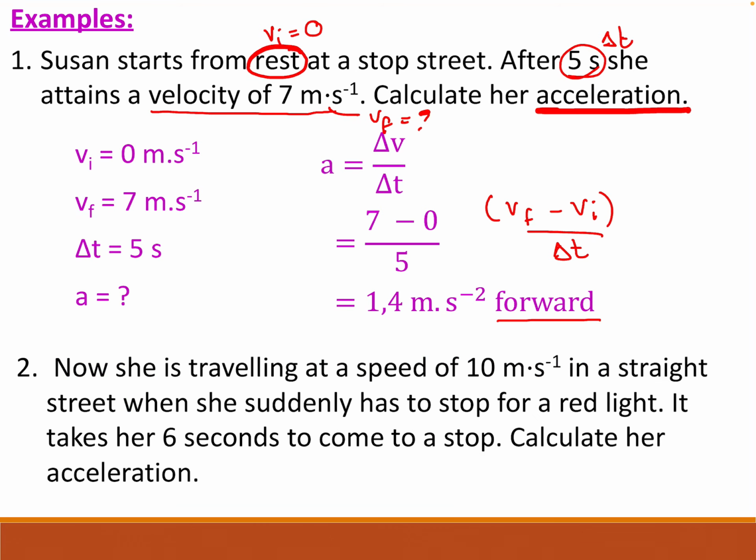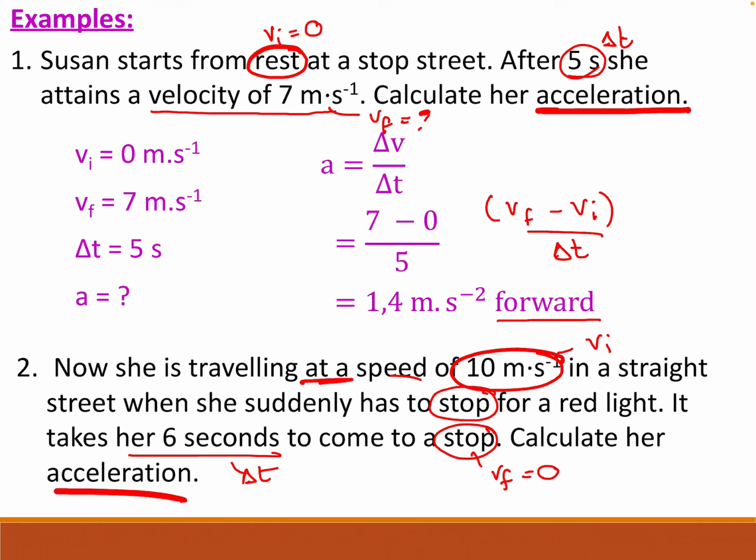Same, Susan is now traveling, we don't tell you how, it doesn't really matter, at a speed of 10. So that's my initial velocity for this question. When she suddenly has to stop, it takes her 6 seconds, so that's my delta t, for her to stop. That means final velocity 0. They want her acceleration again.